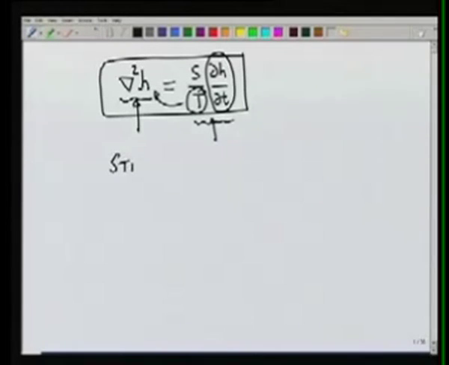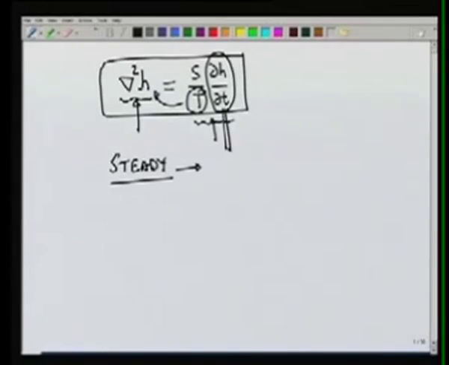We have already seen how to solve this equation for a steady state. So if we have a steady state flow, that means the parameters are not changing with time. The head remains constant with time, only changes with space, and therefore the del h by del t term can be ignored as 0. The equation which we then get is the Laplace equation.